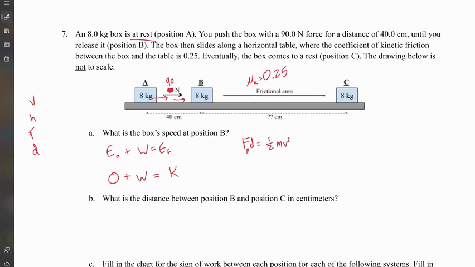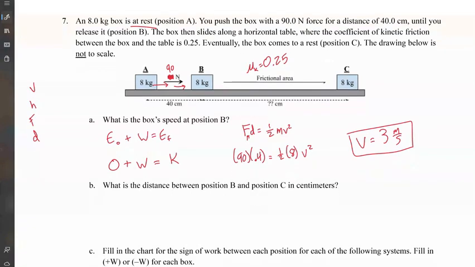1/2 mv squared. All right, we push with 90 newtons over 40 centimeters, so 0.4 meters. 1/2 mass is 8. Velocity final is what we're looking for. So let's find out: 90 times 0.4, times 2 over 8. Take the square root of that number. We get 3 meters per second. Okay, there's our velocity at B.